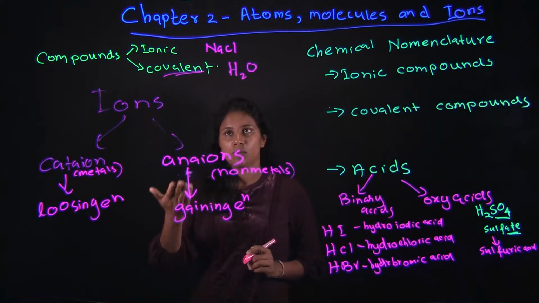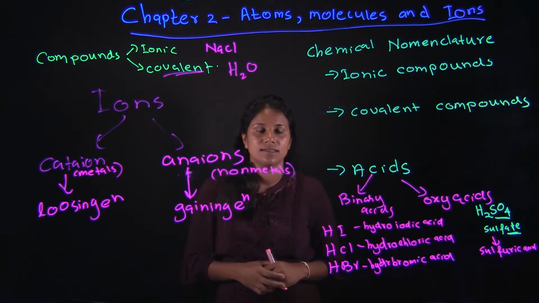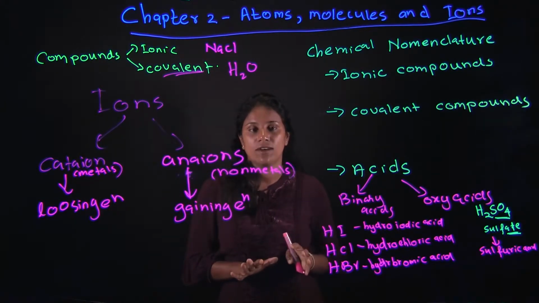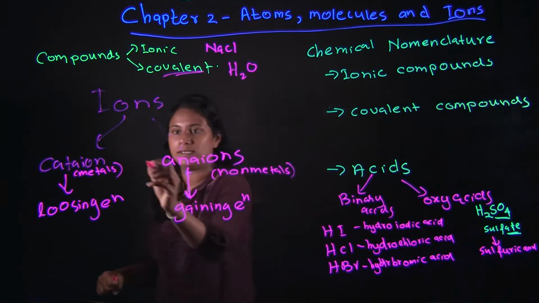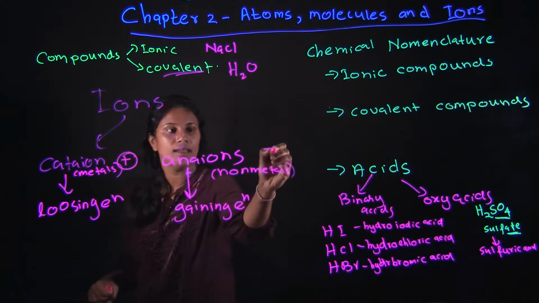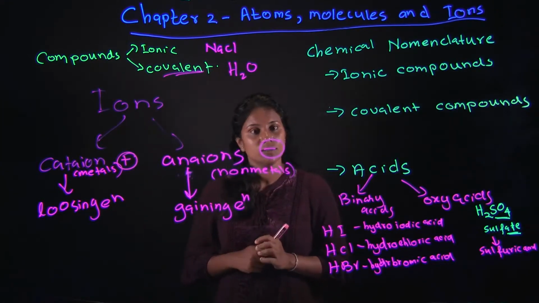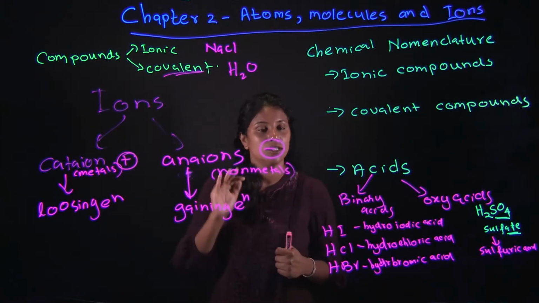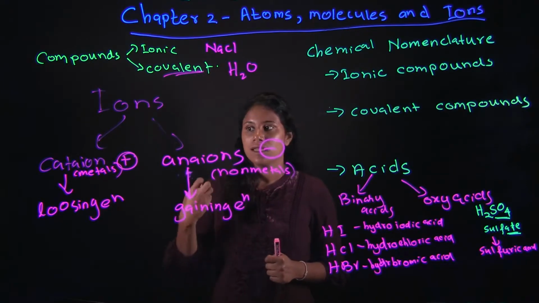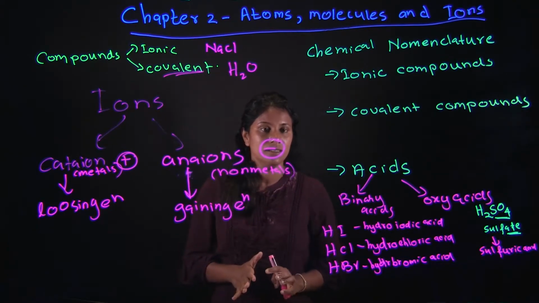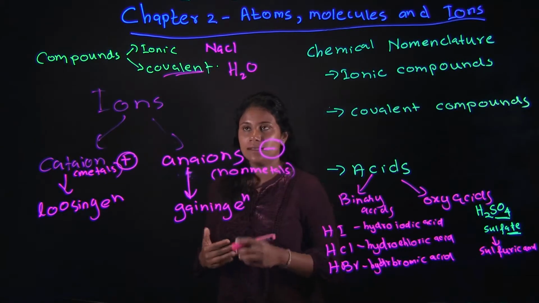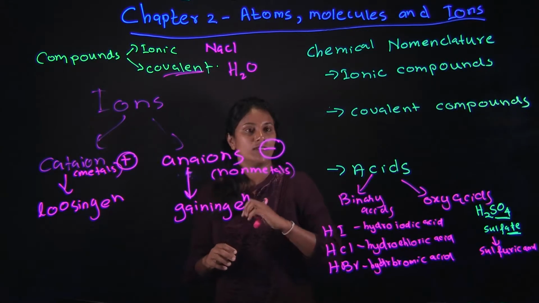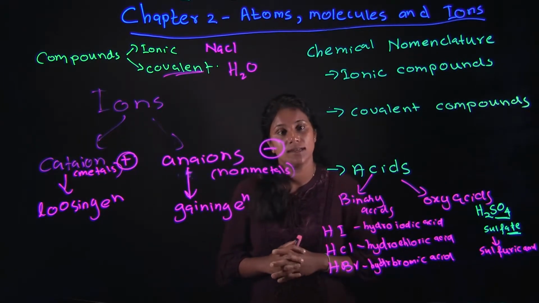And in order to know about ionic compounds, you need to know about ions. There are two types of ions, cations and anions. Cations are the positively charged ions, and anions are the negatively charged ions. Metals form cations, non-metals form anions. Cations form by losing electrons, and anions form by gaining electrons. So that's about the compounds, and with that we are moving to nomenclature, naming.